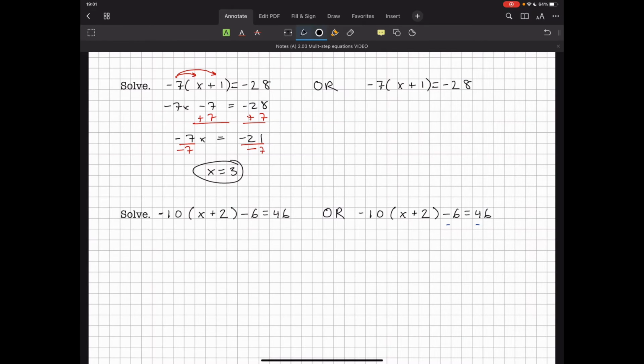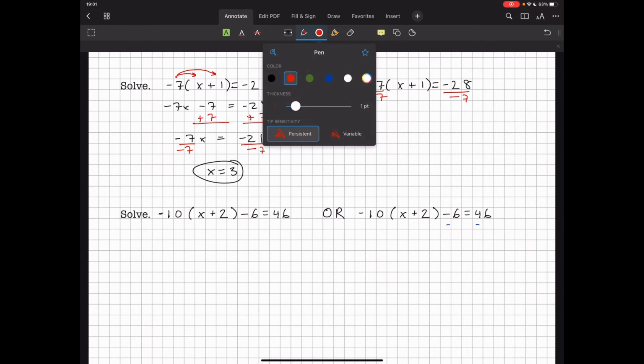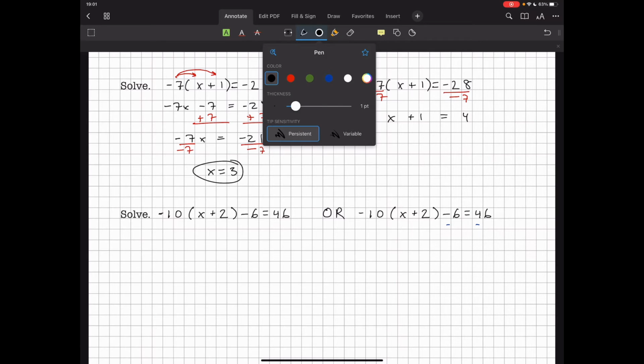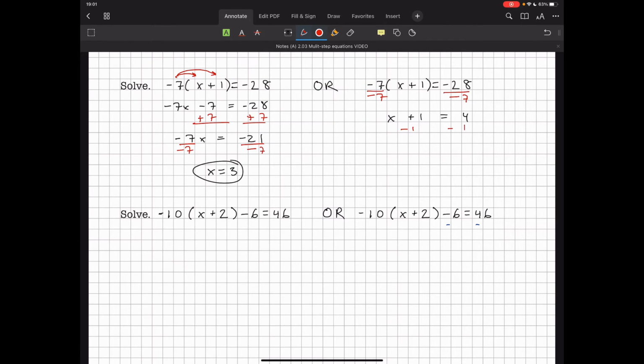While many of us have the distributive property kind of drilled into us, it's not the only way we could do this. As I observed the same problem, but on the right here, I noticed that the -7 and the -28 both have a factor of -7. So I could divide both sides by -7 first, instead of distributing. That would leave me with x plus 1 equals 4. And then I could subtract 1 from each side. As you can see, I end up with the same result, x equals 3.